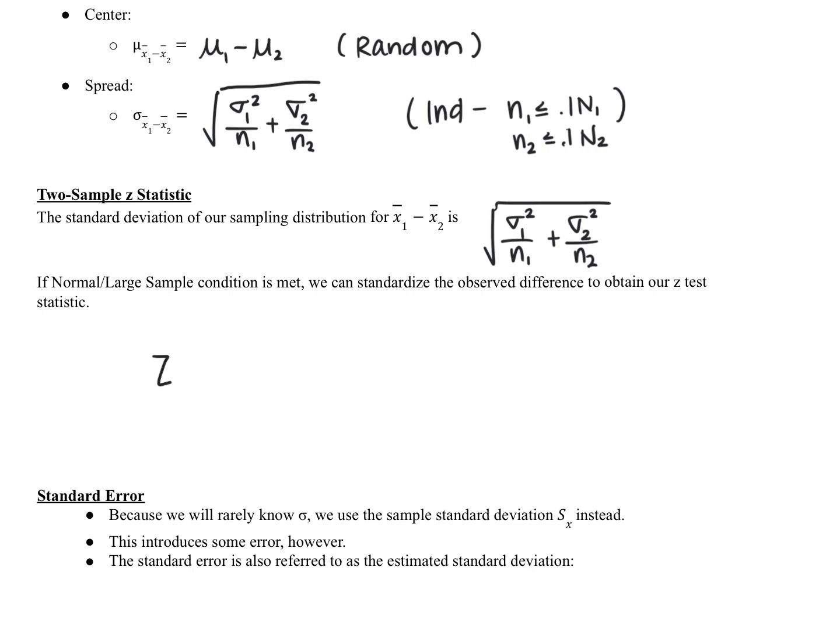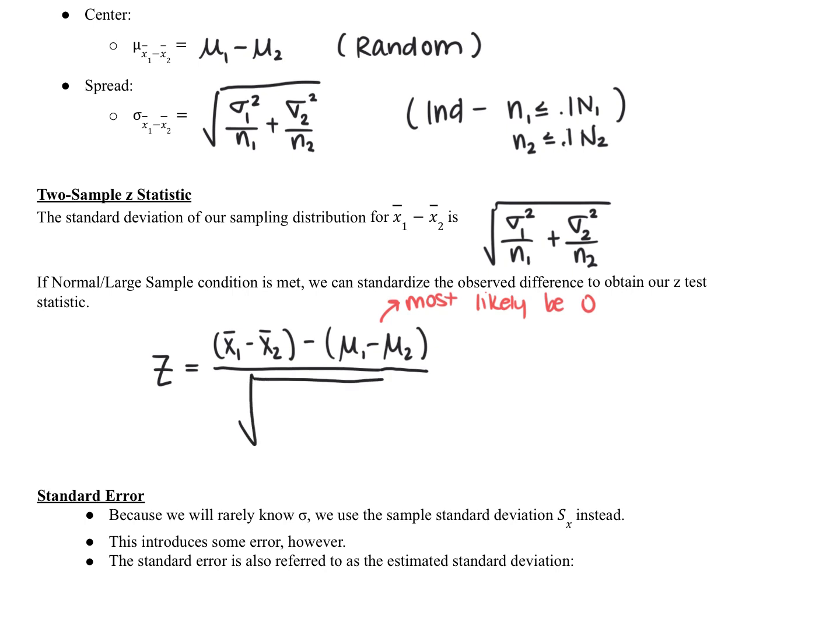Then as long as, obviously, it's normal and also random, and you've checked for independence, the formula to calculate our test statistic is then done by Z equals x1 bar minus x2 bar minus mu1 minus mu2. Now, often this will most likely be 0. Because again, when we do a significance test, our null hypothesis is that their difference is 0. So most of the time, mu1 minus mu2 is going to be 0. And then over our standard deviation formula.